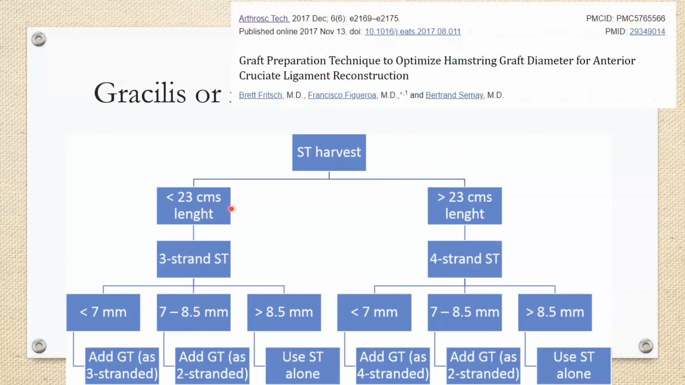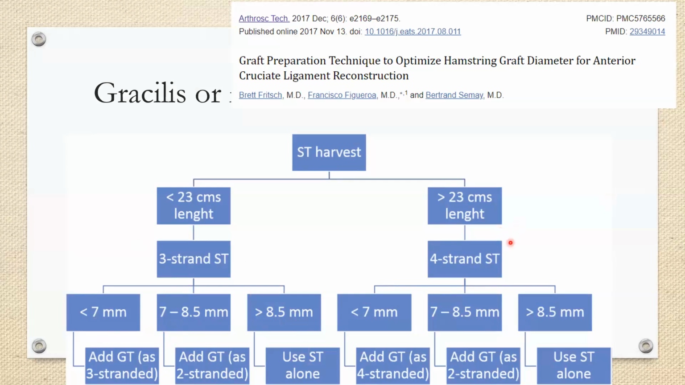3-strand graft. If it is less than 23 centimeters, then a three-strand preparation of the graft is done. And if the graft is still less than 7 mm, then an additional gracilis is needed, which should be 3-stranded. If the diameter is between 7 to 8.5 mm, just a 2-stranded gracilis tendon should be adequate, making a 5-strand graft. And if more than 8.5 mm, it can be used by itself.